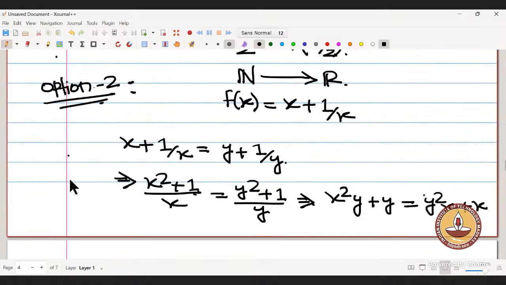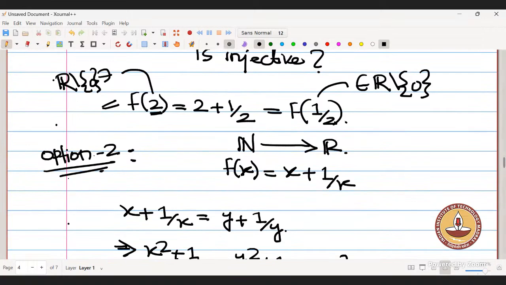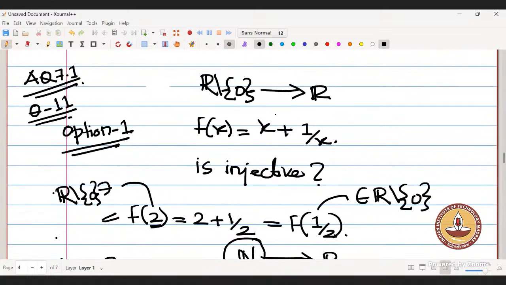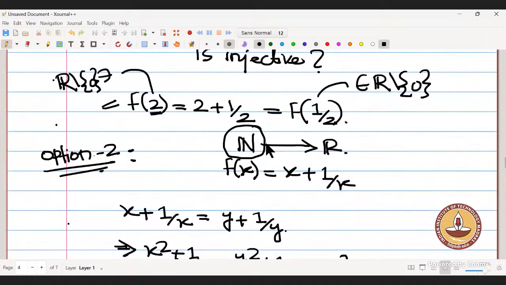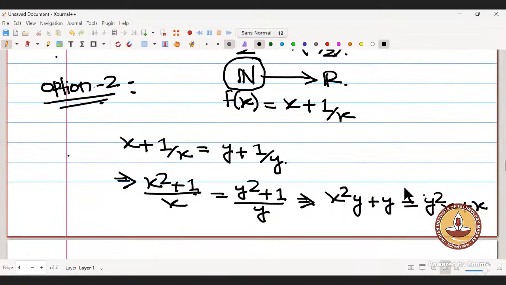See, let me tell you a minute. One thing you have to make sure of, one thing you have to use, is that you are inside the natural numbers. That you have to use because, see, just now you saw this function is not injective when I am considering it from this set to this set. So somewhere you have to use that you are inside the natural numbers. So simply you cannot cancel it.